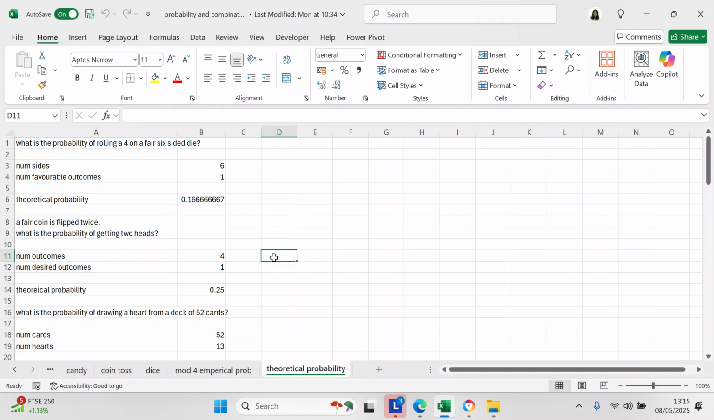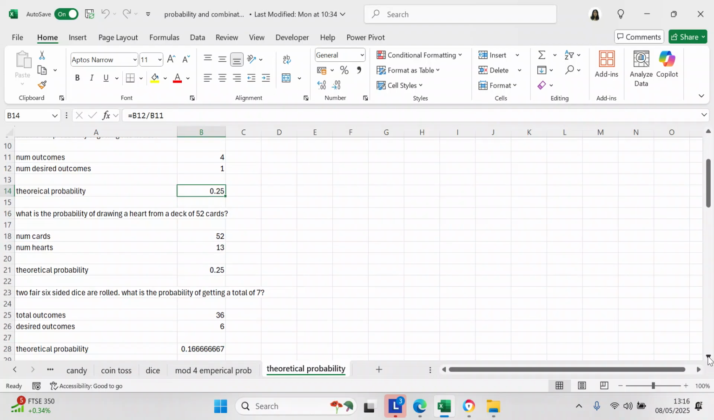So the next question we have is, a fair coin is flipped twice. What is the probability of getting 2 heads? So you're going to have 4 outcomes. It's going to be a head-head, a head-tail, a tail-tail, and a tail-head. And what you want is you want 2 heads. So the number of desired outcomes is 1. And so you calculate the theoretical probability as 1 divided by 4 is 1/4. So you've got B12 divided by B11.